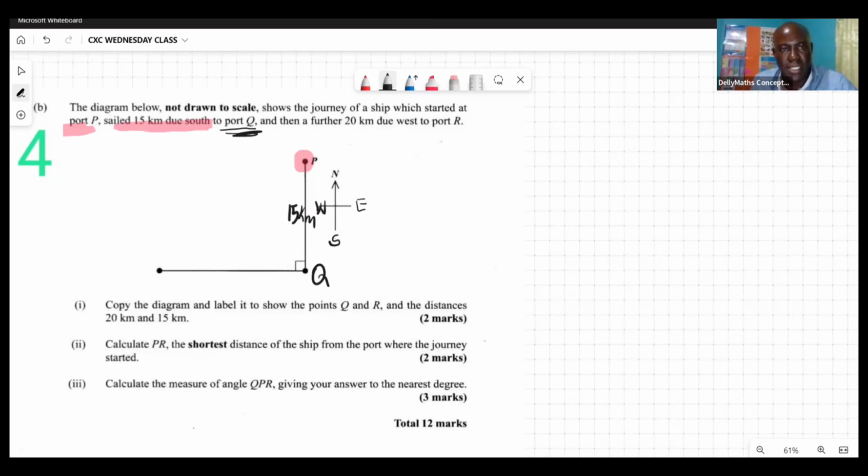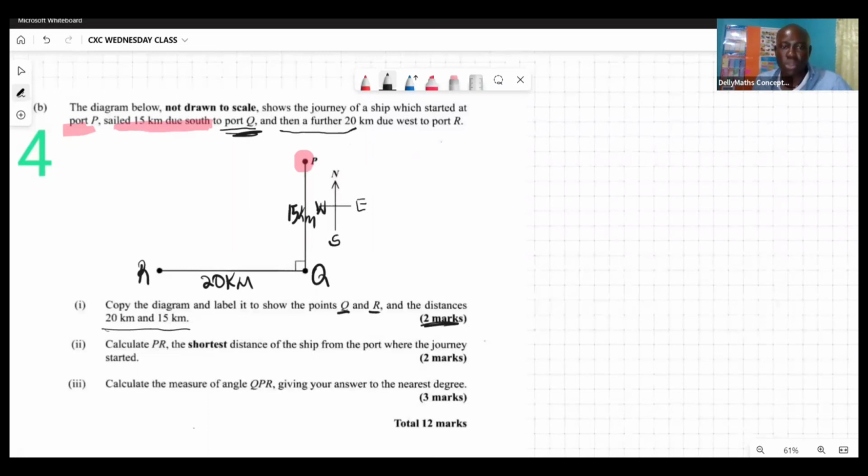Then now it says, and further 20 due west. So this is R, and this is 20. So they wanted us to do this now: copy and complete and label the diagram. So we put on the Q, put on the R, and put on the two distances. They give you 2 marks to do that.